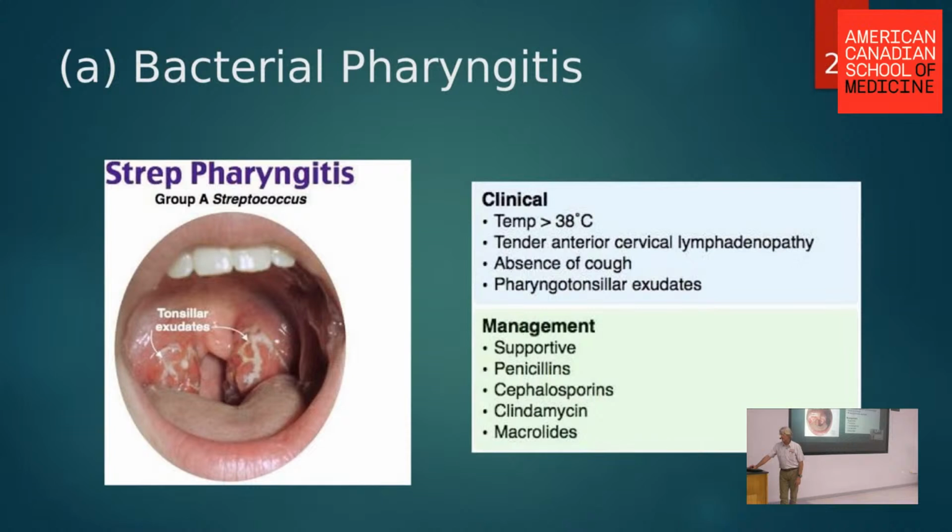A schematic of what strep pharyngitis can look like. You can see the uvula in the midline there with the exudative tonsil, bilateral tonsillitis.